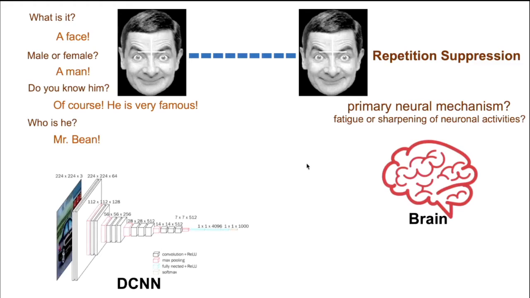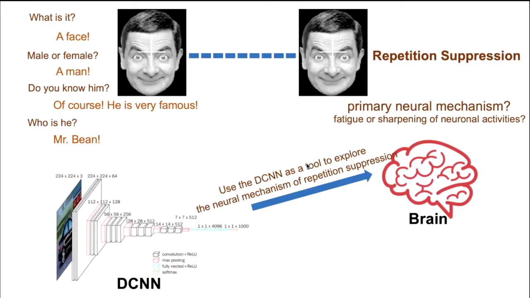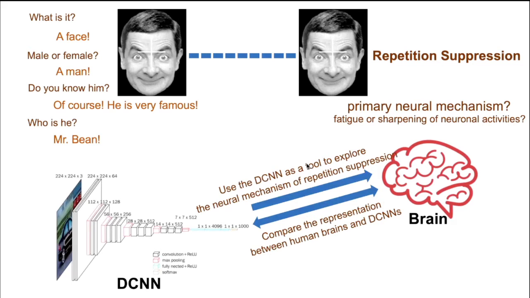As we know, the deep convolutional neural network, DCNN, can achieve the performance of face recognition at a human level. So here we use DCNN as a tool to explore the neural mechanism of repetition suppression and compare the representations between the human brain and the DCNN.